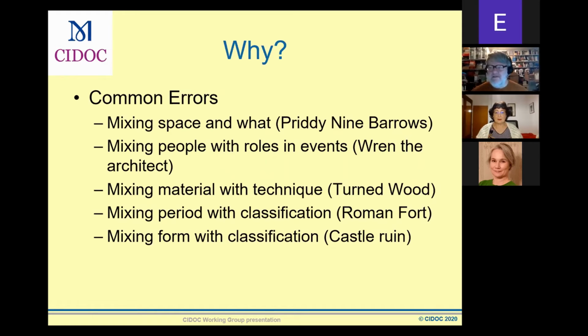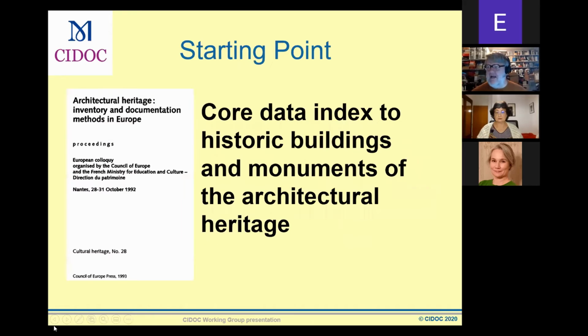And then we also see mixing of form and classification. So here we've got a castle, another type of military site, and it's in ruins, so that's the form. So again, people are taking two concepts and smashing them together and putting them into their documentation. And that makes it very difficult to unpack when you're trying to combine these data sets across national or regional boundaries. So that was the why we decided to tackle this problem.